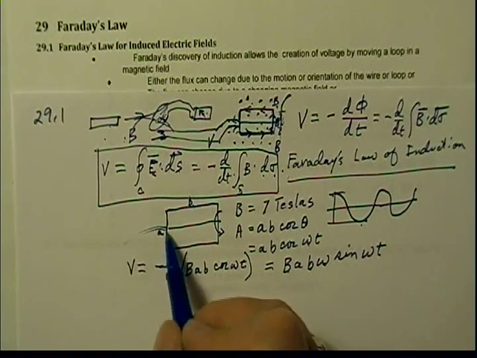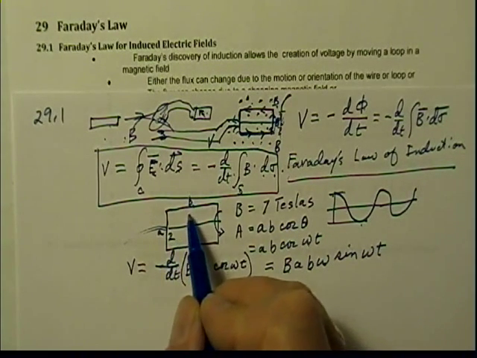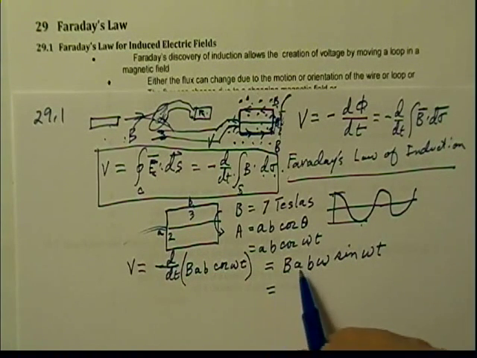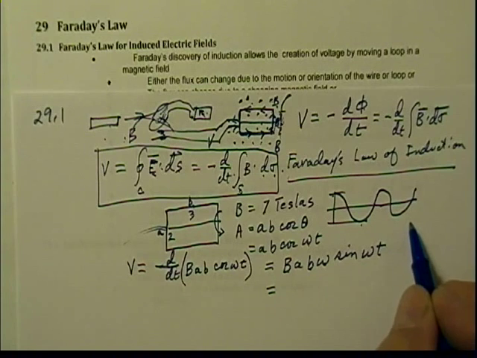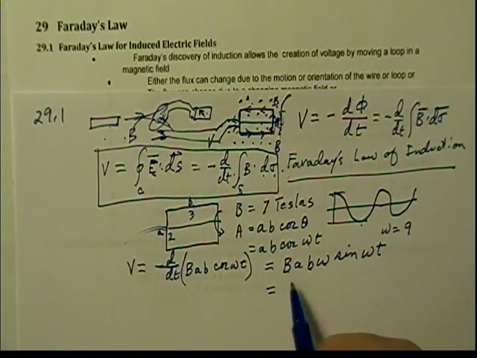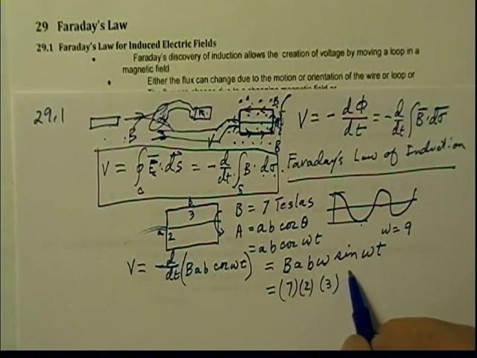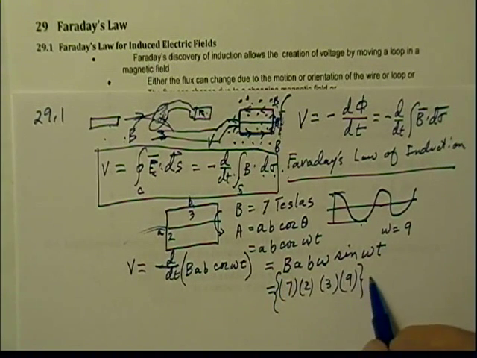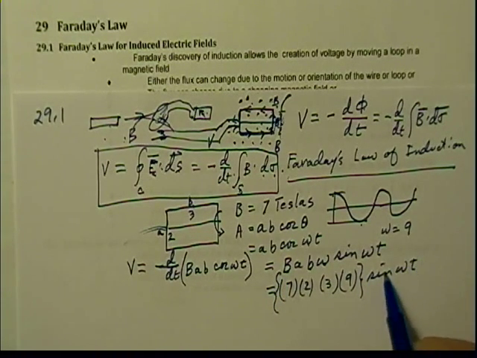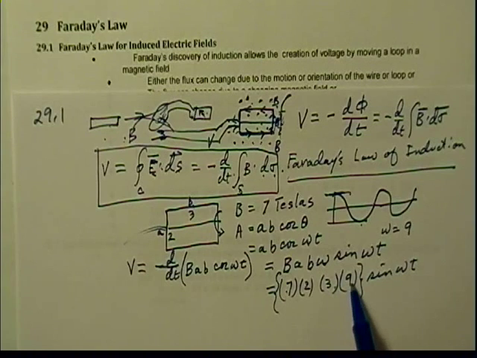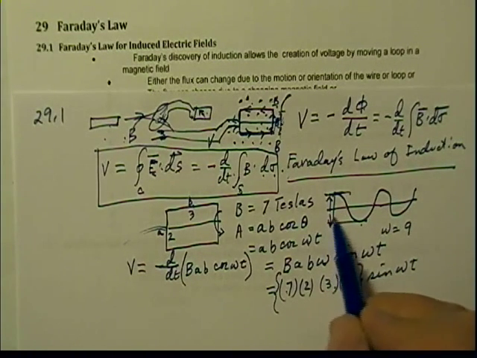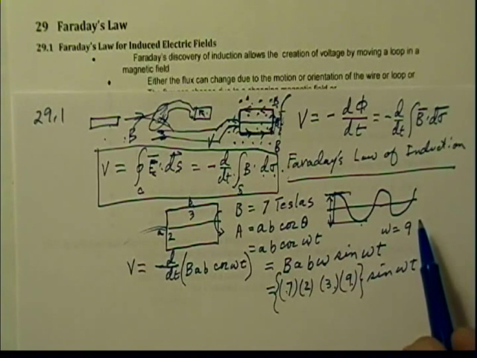And so if the size of the two sides were 2 meters times 3 meters, for example, and omega was equal to 9, that's the angular velocity, then we would simply have B, which is 7, times A, which is 2, times 3, which is b, that gives us our area, times 9, which is omega, and this would be the magnitude of the voltage times the sine of omega t. And of course it's going to oscillate from this maximum value here, 2 times 7 times 3 times 9, up this way to down this way, as an oscillating voltage or alternating voltage.